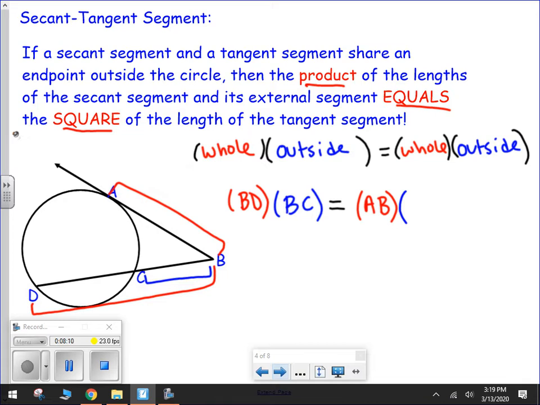And that's where that square comes from. Because if I were to simplify this, this is just BD times BC. But because I have two ABs, it's just like having x times x. Well, that equals x squared. So here, that equals AB squared.